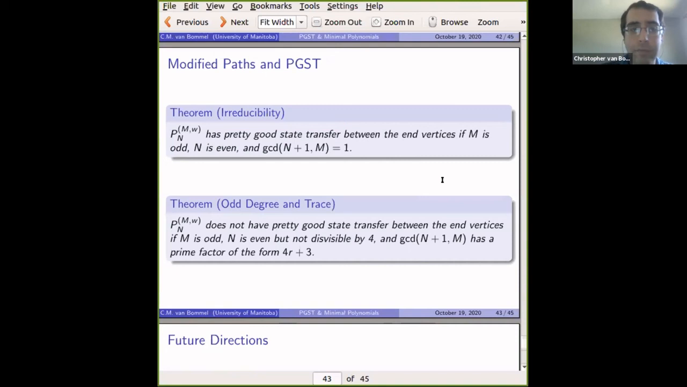And the case I know that pretty good state transfer won't be achieved is matching this idea of pulling out the 3 different polynomials, and that can happen if m is odd, the length of the path is even, but it's not divisible by 4, and there's this prime factor that's congruent to 3 mod 4. And this gives us enough structure to pull out these polynomial factors, the 3 of them that rule out pretty good state transfer.